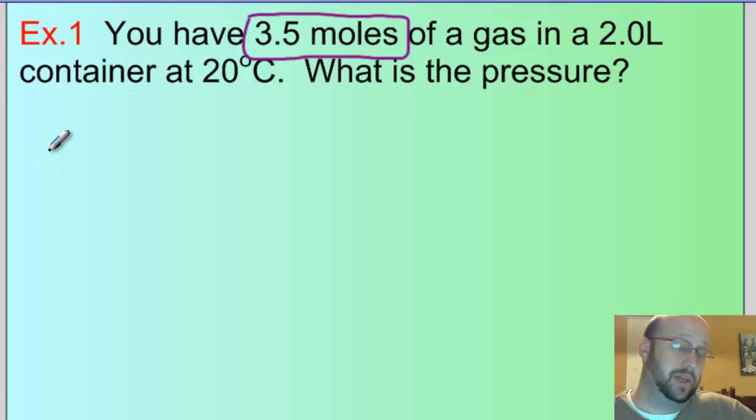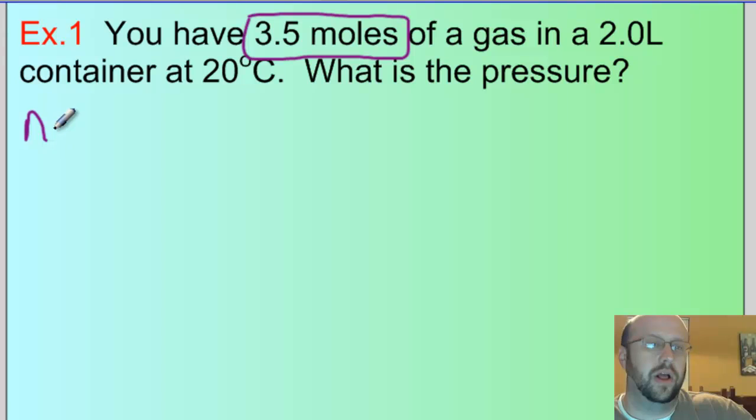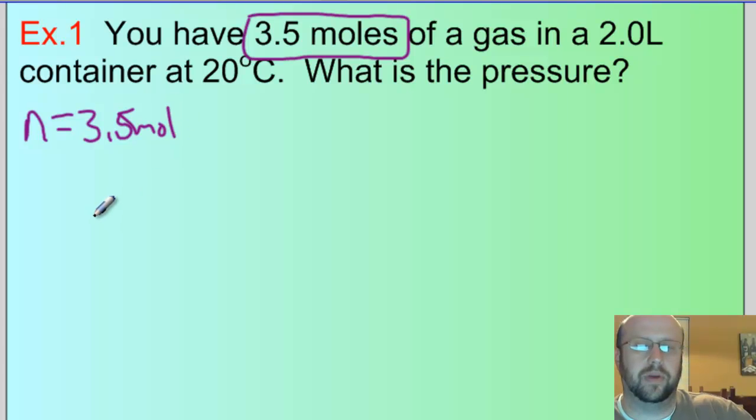Now, you take some college level chem classes, you'll see that you actually can do some mole stuff with the combined gas law, but it's not going to happen in any of the stuff that we're doing here. So what that means for us is that we already know one of our things. N is 3.5 moles.